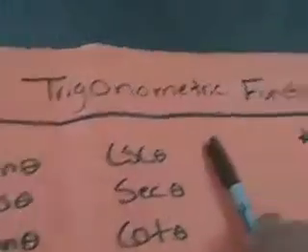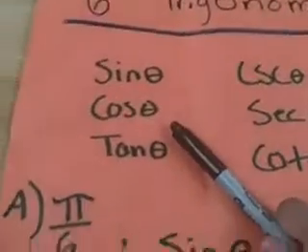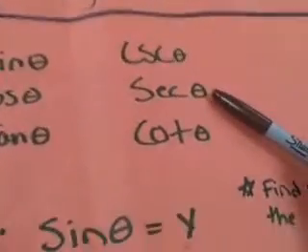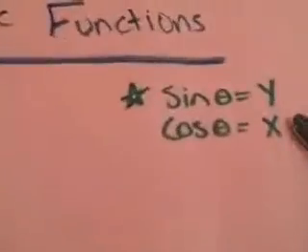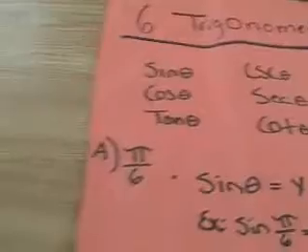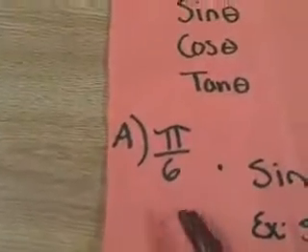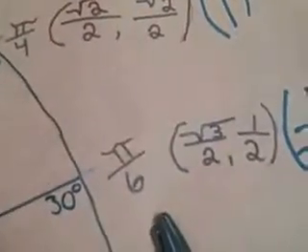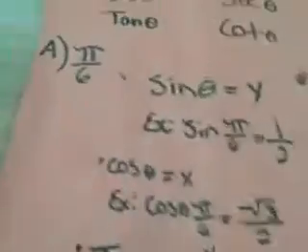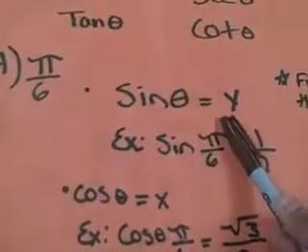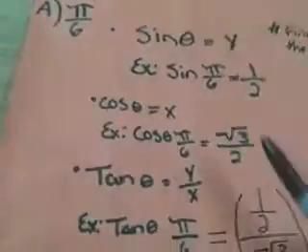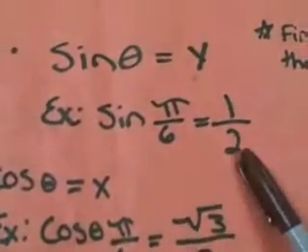The six trigonometric functions are sine, cosine, tangent, cosecant, secant, and cotangent. Sine equals y and cosine equals x. With that in mind, we're going to try A, which is pi over 6, which can be found right here on the unit circle at 30 degrees. To find sine, we have to find y. So sine y would be 1/2, which means sine pi over 6 equals 1/2.